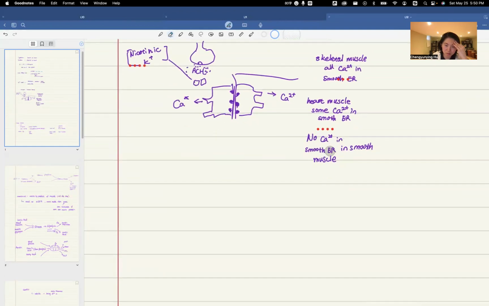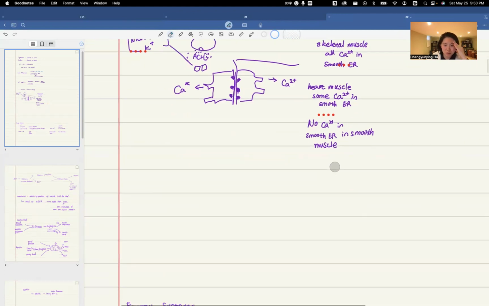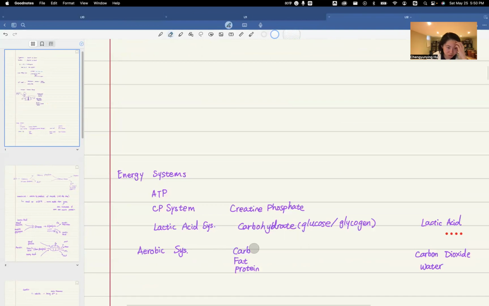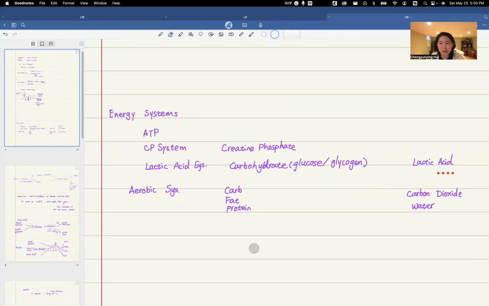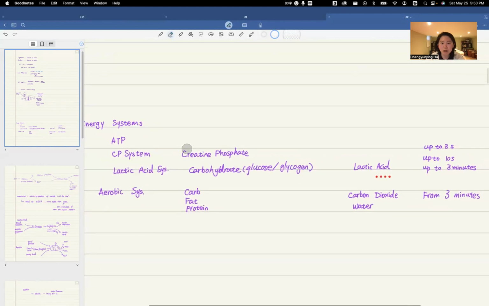There's no calcium in the smooth ER of smooth muscle. We are moving on to smooth muscle later. Before that, let me just explain the energy system. If it's just a quick, like 1 second movement, that doesn't require lots of energy, so we will use the existing ATP in the muscle. Then if we are contracting a bit more, up to 3 seconds, we're using the second system, called creatine phosphate in the muscle.